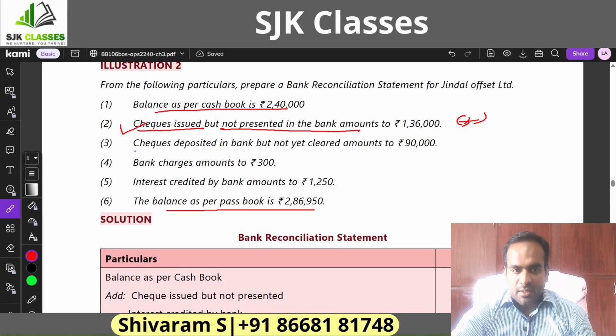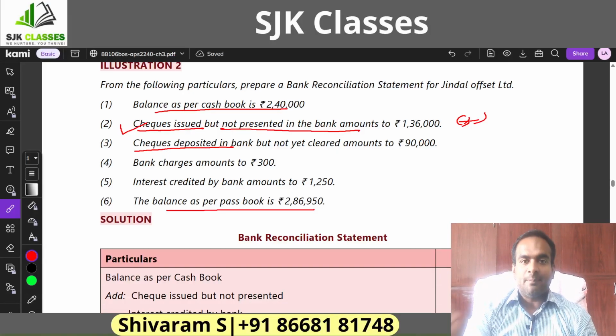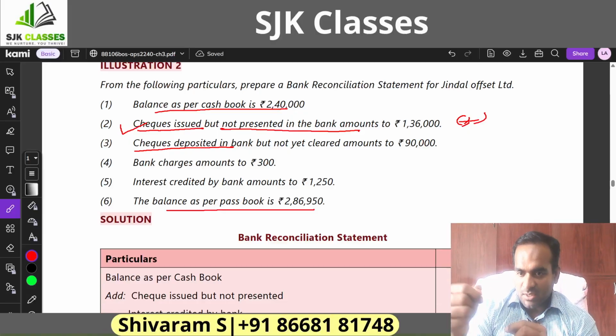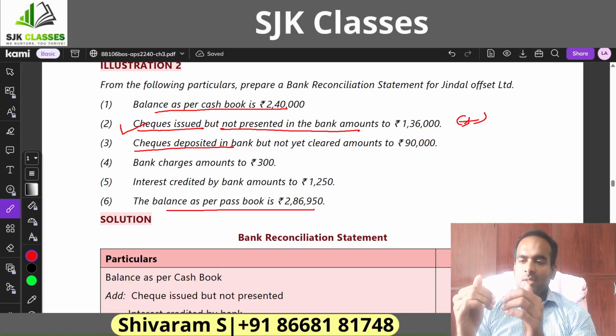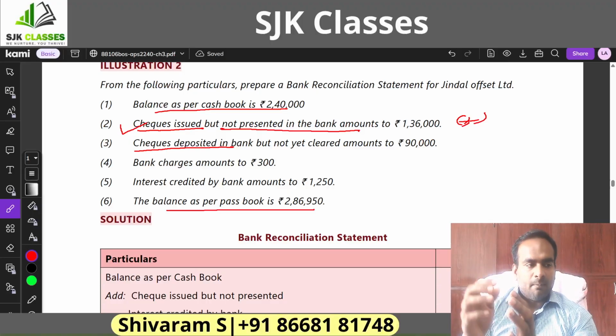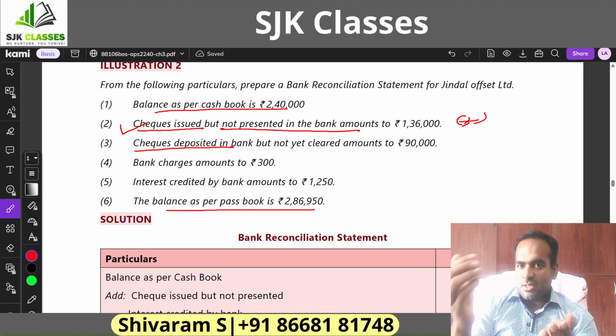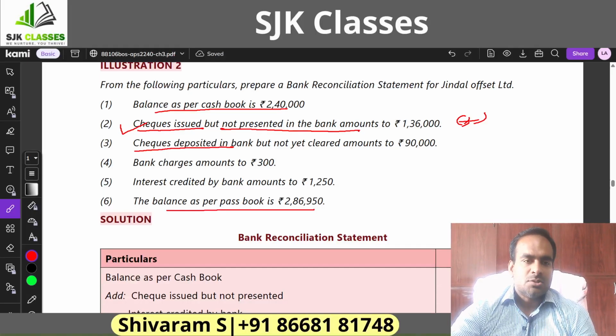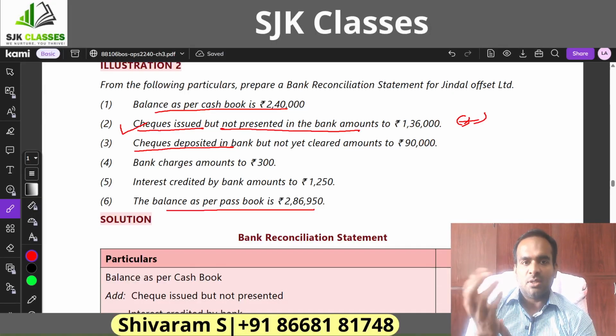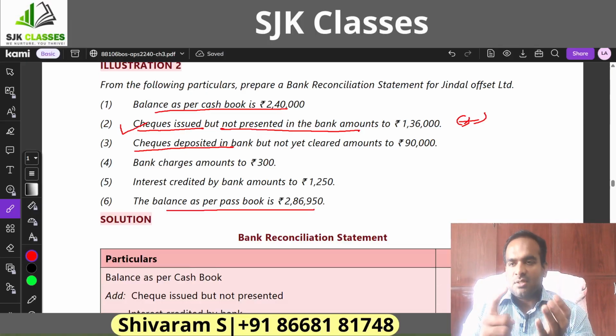Checks deposited. When you read this word deposited, you can say that it's a case of receipt. When can I deposit the check? Only when I receive the check can I go for a deposit. So checks deposited means it's a case of receipt. So this is a receipt part. So in this transaction, it's a case of receipt.